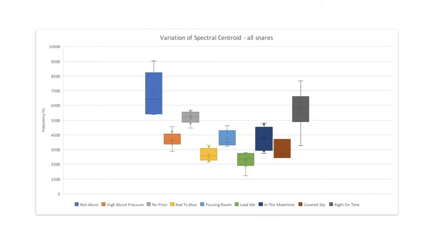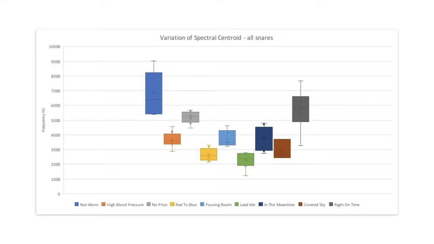So if this was a single snare drum, and we see some variation with regards to frequency, which makes sense, snare drums are tuned differently. But if all of the engineers had treated that exactly the same, this would be a single line. Right, there would be no variation present. So we can see that across these nine different songs, there are the outliers being Blue Not Alone and the far right On Time, where there's a significant amount of variation present in their treatment.